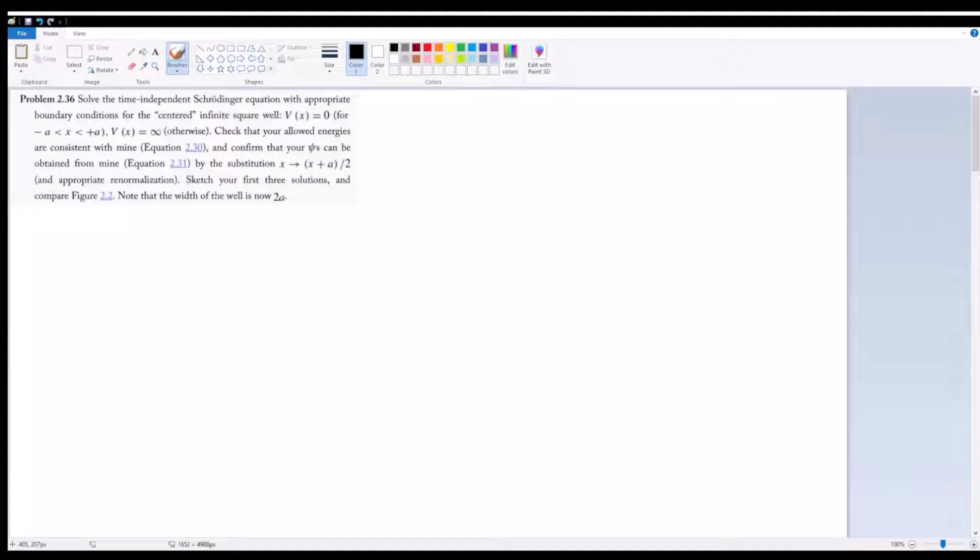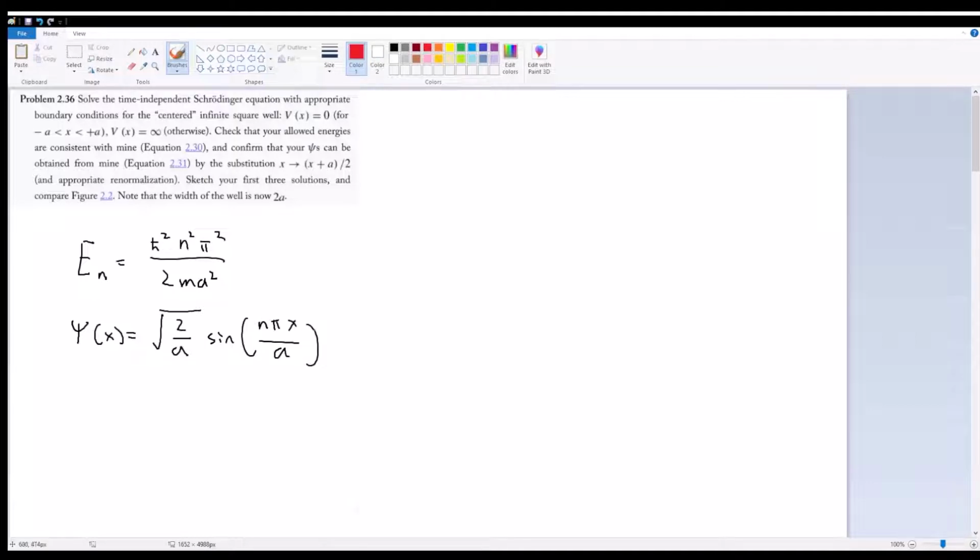So for reference, the energy of an infinite square well back in the earlier section, way back in 2.2, was defined as E sub n is equal to h bar squared times n squared times pi squared over 2ma squared. And we also showed that the wave function was equal to the square root of 2 over a multiplied by sine of n pi x over a. So what we're being told now is that we want to basically replace all of the x terms with x plus a over 2, and we want to replace the a terms with 2a.